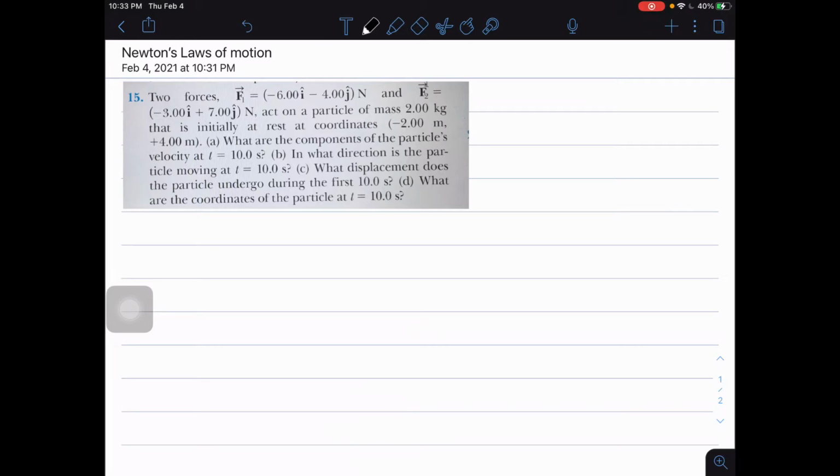For letter A, it was asking for the components of the particle's velocity at time t equal to 10 seconds. Letter B, in what direction is the particle moving at that time? Letter C, what displacement does the particle undergo during the first 10 seconds? And letter D, what are the coordinates of the final position? So let's start with letter A.